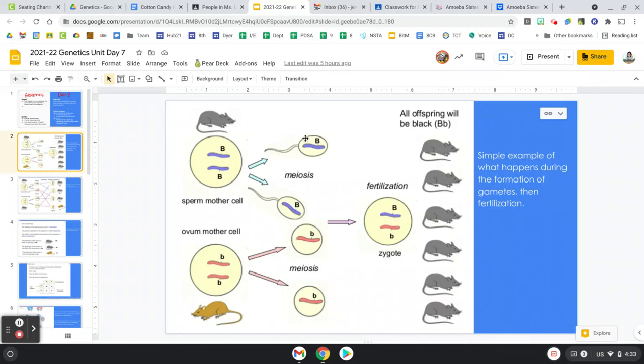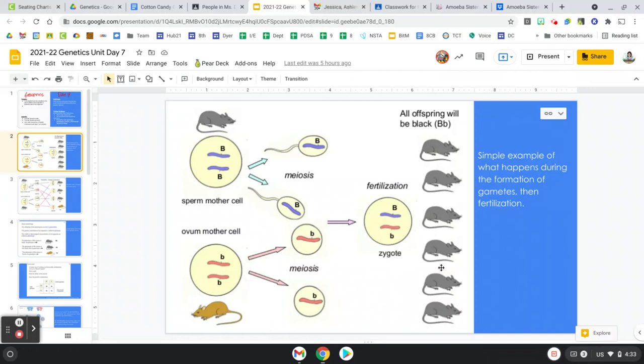When meiosis occurs, the dad mouse can either pass on this chromosome or this chromosome here. The mother mouse can pass on this chromosome here or this chromosome here. And so it really doesn't matter which egg cell is fertilized. The zygote, or the fertilized egg, is going to have a dominant allele right here from the dad and a recessive allele right here on the chromosome that the mouse inherits from the mom.